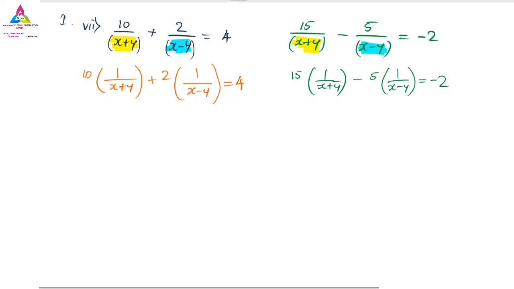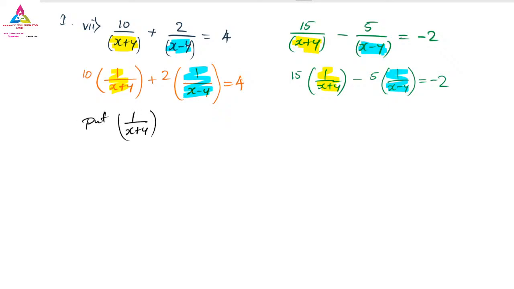The next part is similar. I have told you 1 by x plus y is here, and 1 by x plus y is here. Similarly 1 by x minus y, and here also 1 divided by x minus y. So let us take those as p and q. Put 1 divided by x plus y equals p, and 1 divided by x minus y equals q. You can take p and q, or you can take a and b also. It is left to you, anything you can take.